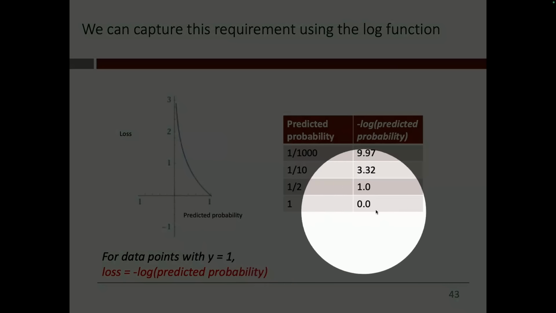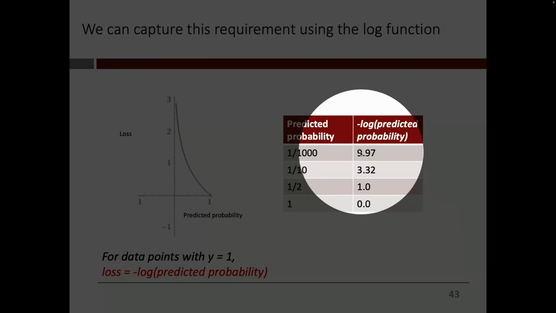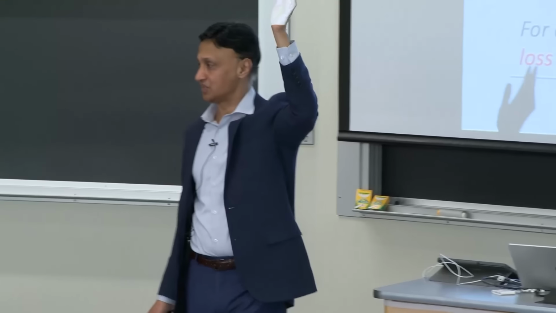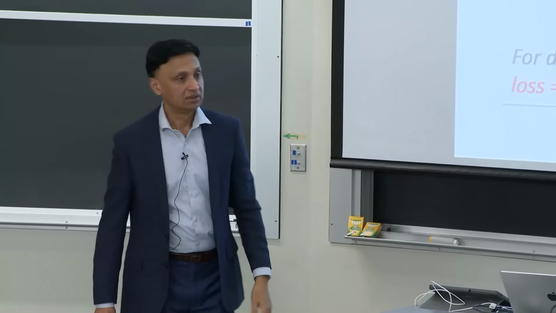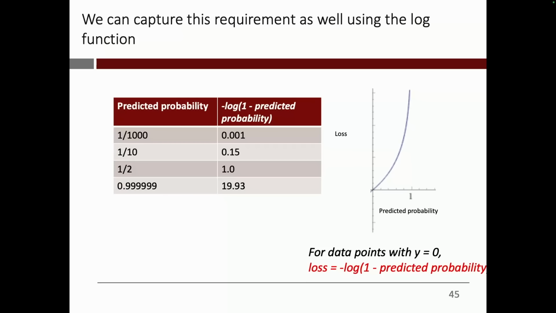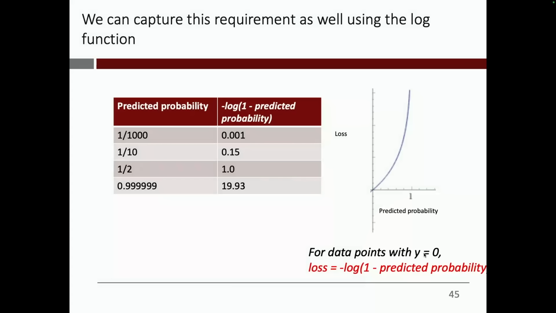OK? And in fact, you can see it numerically. If the probability is 1, the loss is 0. If it's half, the loss is 1.0. And if it's 1 over 1,000, it's almost 10. If it's 1 over 10,000, it's going to be much higher, right? Very high losses. So minus log probability. Boom, done. Similarly, this is what we want for patients for whom y equals 0. And it turns out, if you do minus log of 1 minus predicted probability, it does the same thing. Mathematicians, once again, saved with the logarithm.